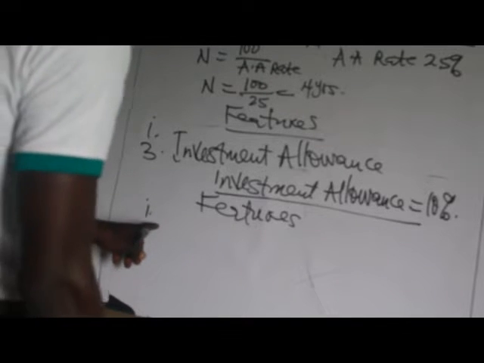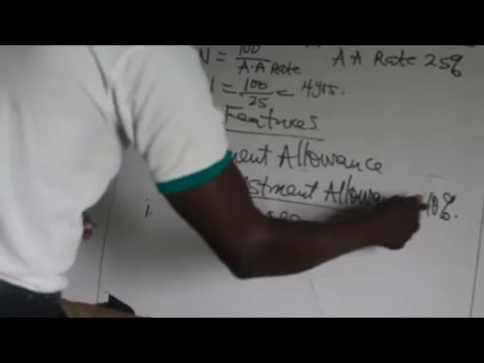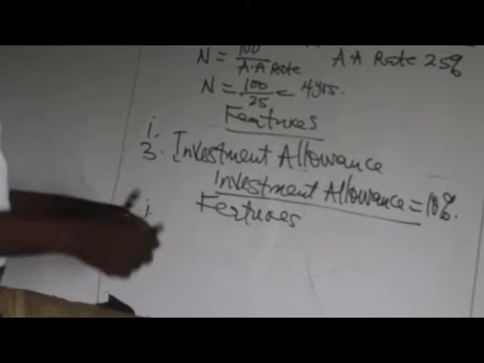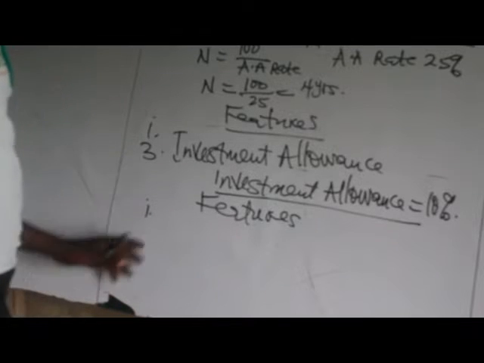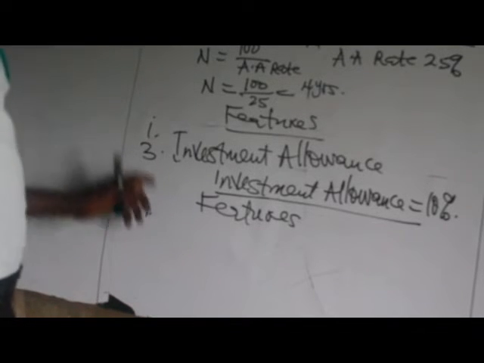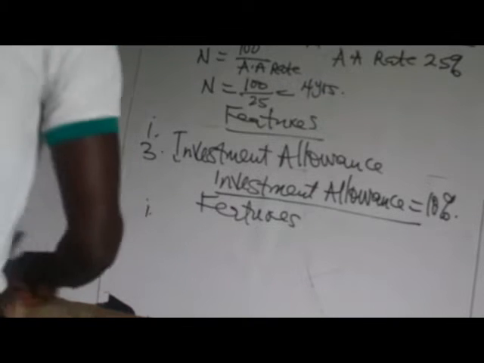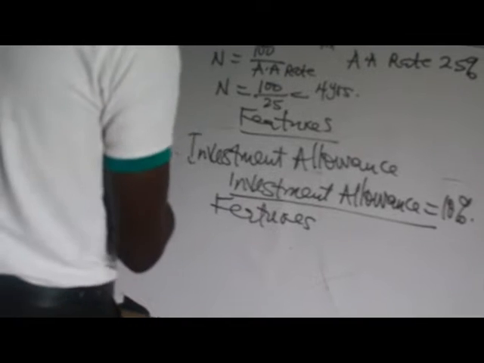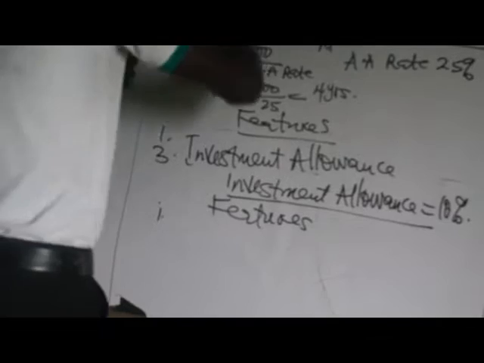Number two, it is granted at the rate of 10%. I've told you earlier that the investment allowance rate is 10%. That is one of the features of investment allowance. Number three, it is granted only once throughout the life of the asset.